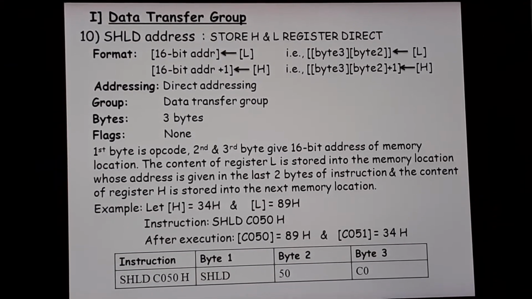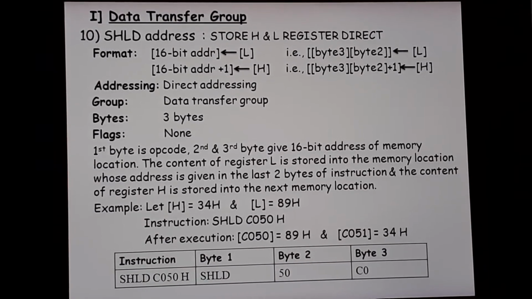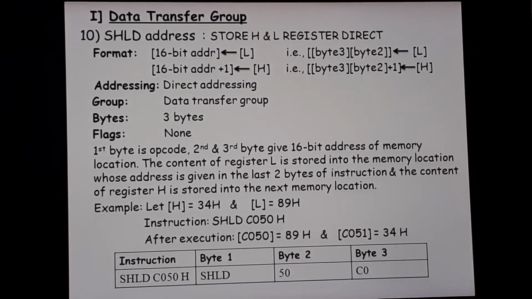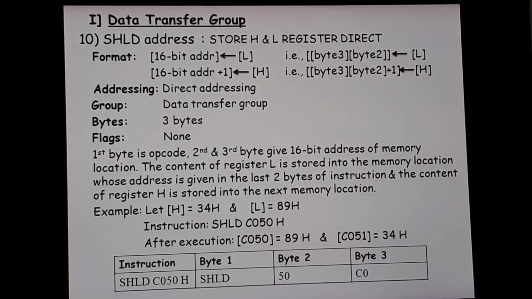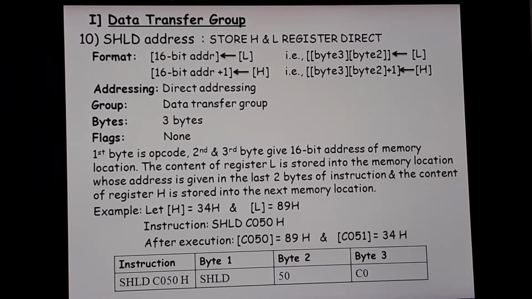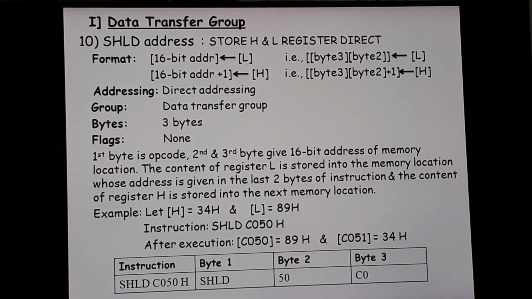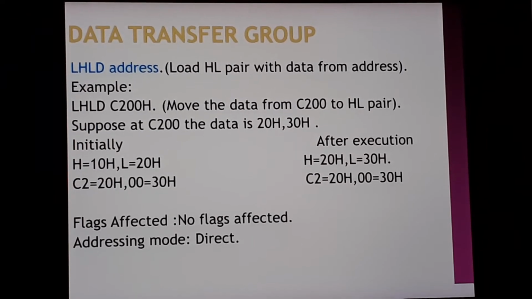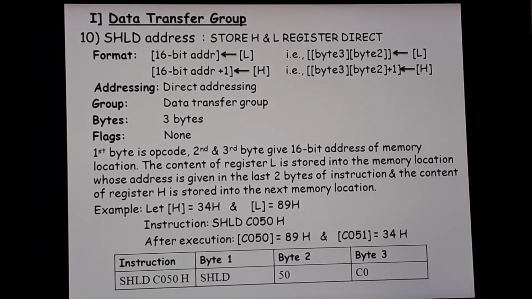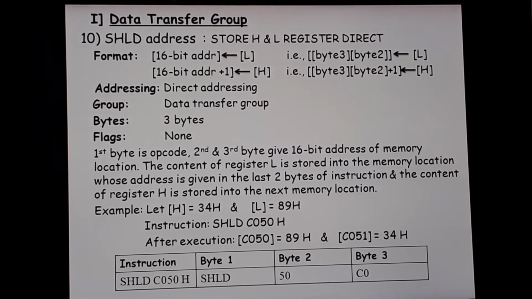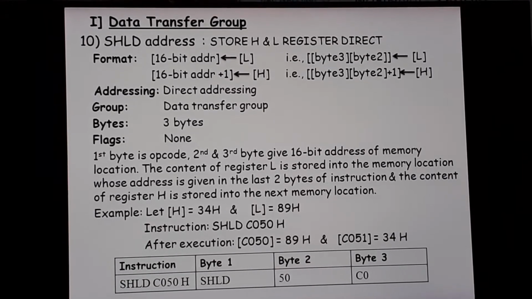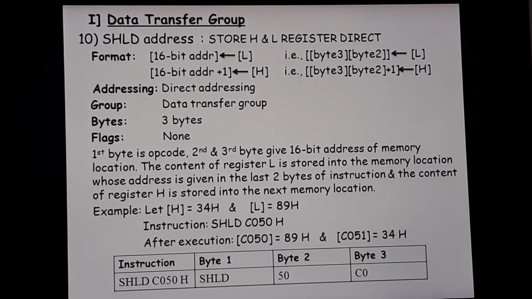Now let us see SHLD. Here I have shown the example with a table. LHLD and SHLD are almost the same, but the only difference is that one will load the data and the other will store the data. So SHLD is the opposite of LHLD. In LHLD I have not explained in this format, so you can write it in the same format that I explain for SHLD. You will understand better with this SHLD address instruction, and in the same way you can explain LHLD address too. Okay, now let us see SHLD address.